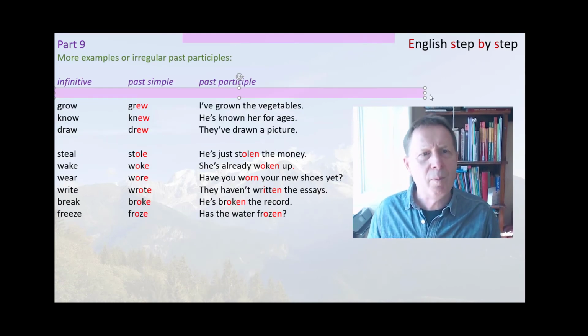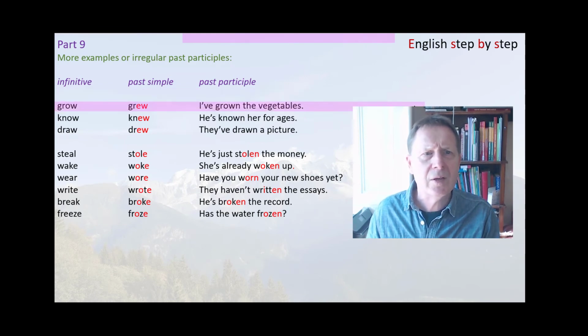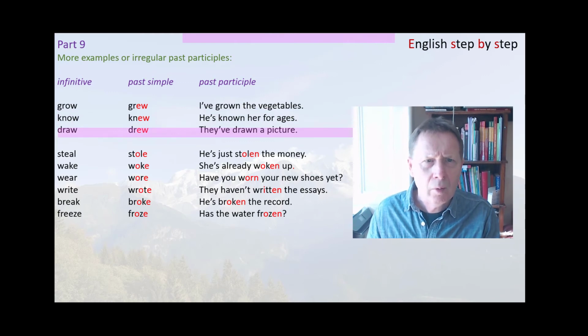So let's look at some more patterns. Here we have grow, past tense grew, and then the past participle grown. I've grown the vegetables. Know, knew, he's known her for ages. Draw, drew, they've drawn the picture. So there, grown, known, drawn, adding -n at the end.